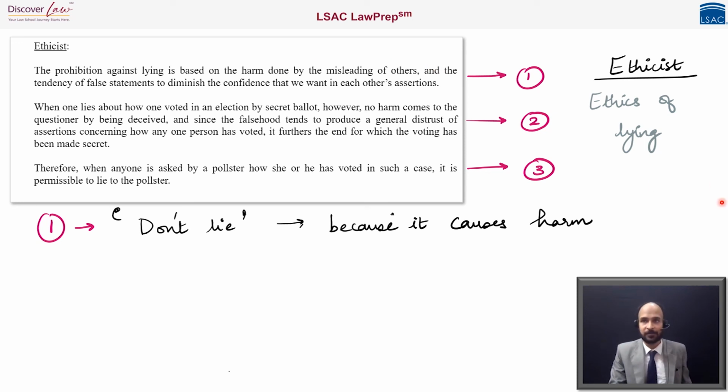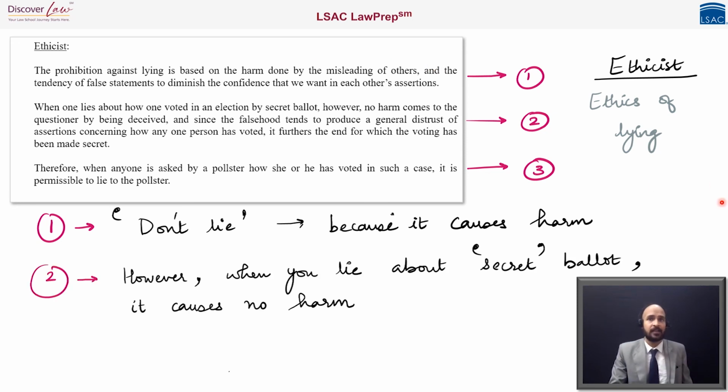Okay, second sentence. It says that when you lie about the secret ballot, it causes no harm. It says no harm comes to the questioner by being deceived, because the falsehood tends to produce a general distrust of assertions concerning how anyone has voted. It furthers the end for which the voting has been made secret. So when you lie, the secret remains a secret, and so no harm has accrued from that.